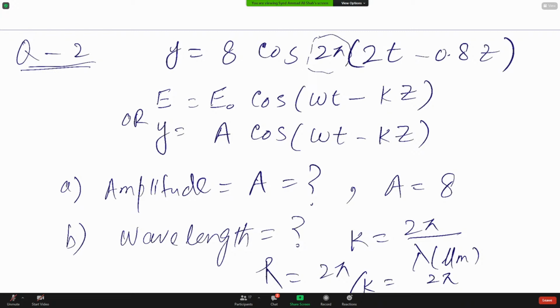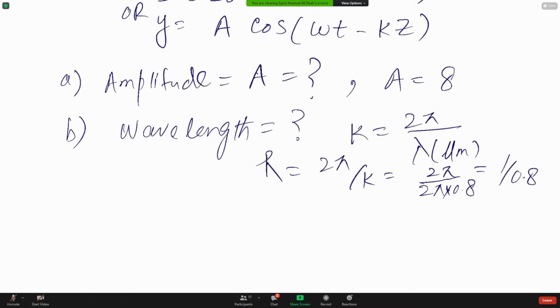So when you equate the equation, it has to be in this form, omega t minus kz. You multiply this 2 pi throughout. So 2 pi over 2 pi multiplied by 0.8, so your answer is 1 over 0.8. So your lambda is, give me the value of lambda. Calculate it. 1.25.